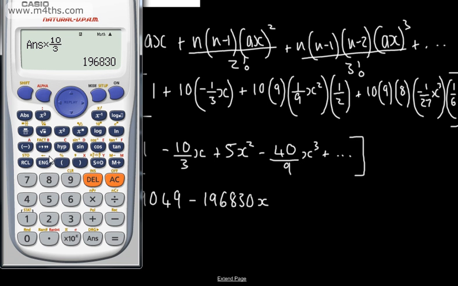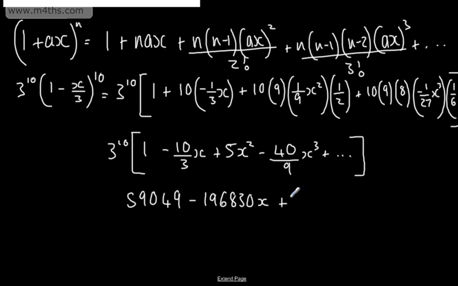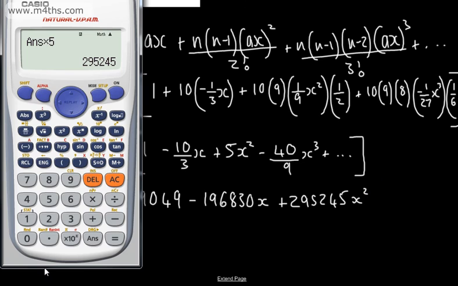196830. Okay, and then if I multiply, so recall A, that's the answer, and then I times that by 5, what are we going to get? 295,245, and that's going to be x squared. That's a positive. Okay, and let's just check that I've done that right. 295,245. That's fine, and then we'll multiply this now by 49ths.